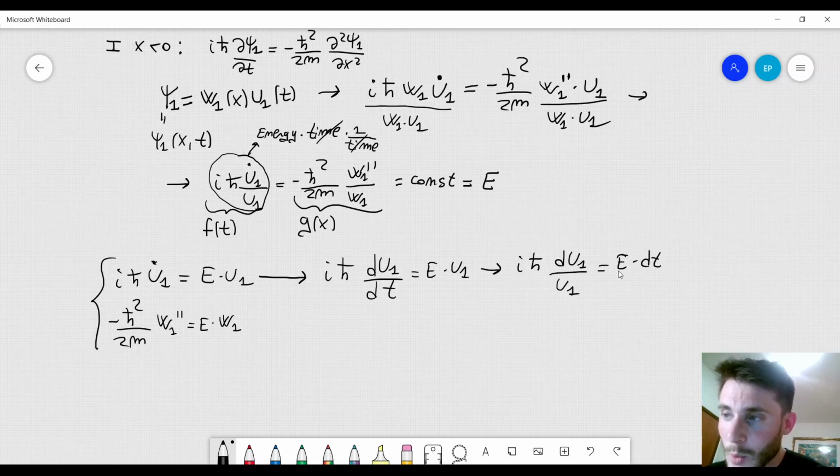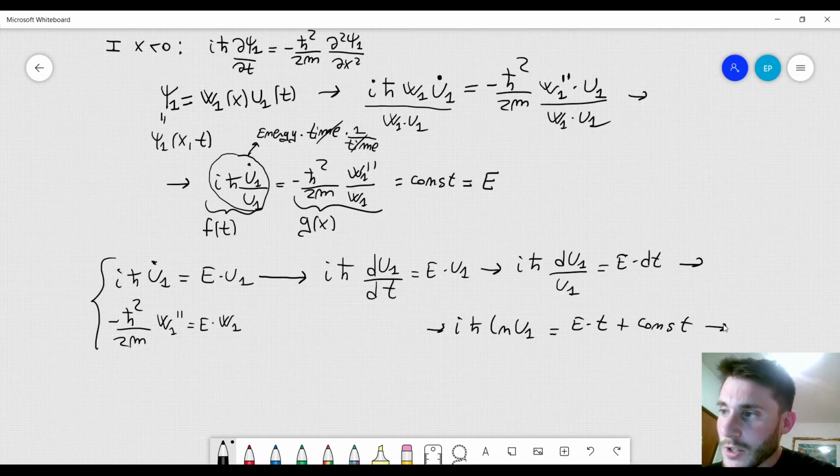Okay, so we have separated the variables u1 and time. On the right we have time, on the left we have u1. And of course we can integrate both sides of the equation. I h bar logarithm of u1 equal to e times time plus some constant. And of course if you divide by I h bar and you relabel the constant in a different manner, you can find that u1 can be written like this.